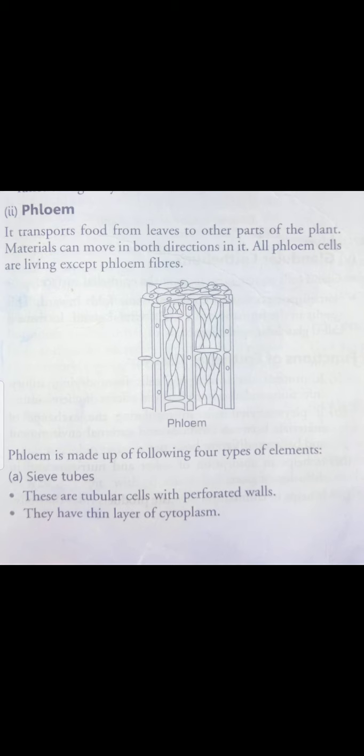Now see here, phloem is made up of the following 4 types of elements. As I have told you about the xylem, the parts of xylem are called elements. In the same way the parts of phloem are called elements of phloem. So it is made up of sieve tubes. The first part is called sieve tubes. Then the second is companion cell. And the third is phloem parenchyma, and the fourth one is phloem fibers. So these 4 different elements are present in the phloem.